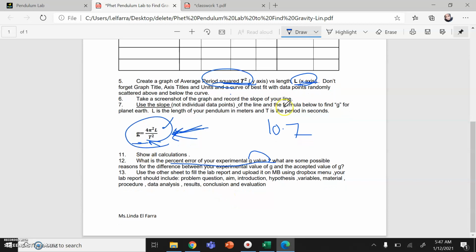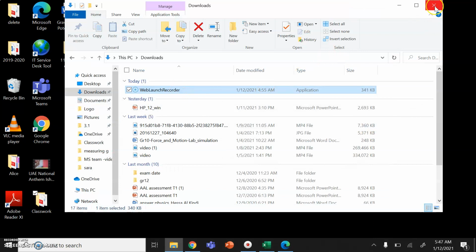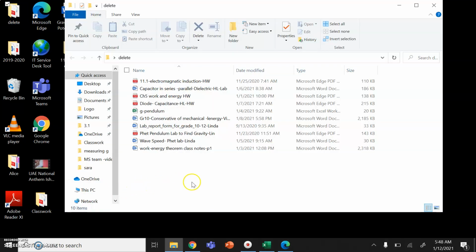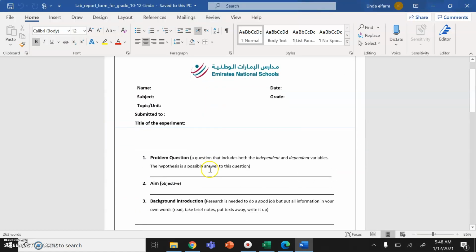And when you do it on ManageBac, please use the other sheet. I don't want you to download this one. This is not what I'm looking for. You have to write a lab report using the MYP format or IB format. What is the IB format? It is this one, basically. Here, you write the problem question, the question that includes both independent and dependent variable.